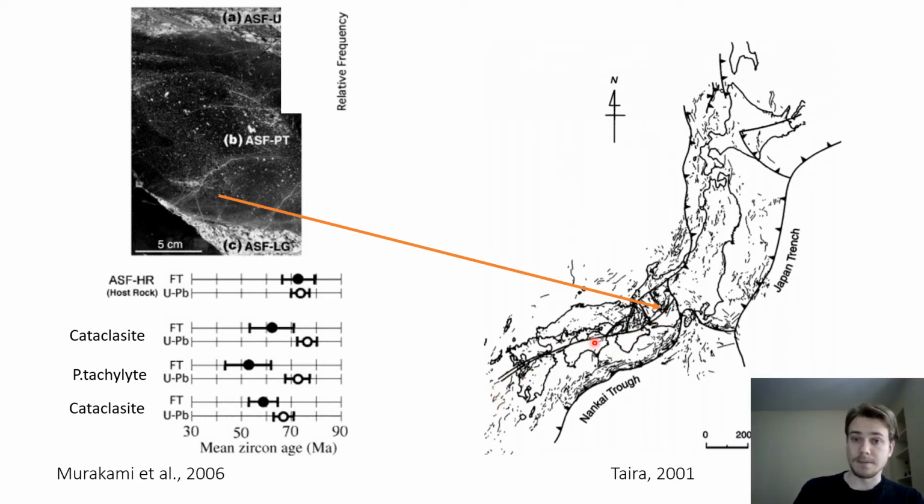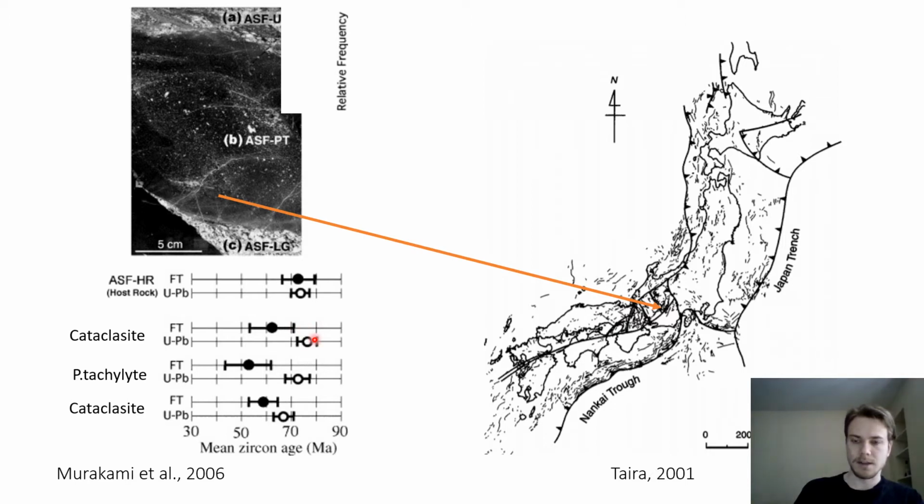So this example is more specifically from the Asuke shear zone, located right next to the median tectonic line over here. Samples were taken from across the shear zone, from the undeformed host rock, from the pseudotachylite in the middle of the shear zone, and from the flanking cataclasites at the edges of the shear zone. And these were all dated using fission tracks in entrained zircon crystals, shown in black, and with uranium lead dating, shown in white. And we can make two key observations.